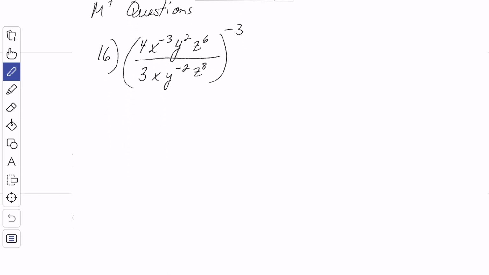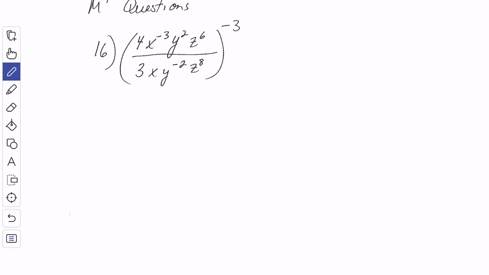All right, now these last 2 questions are the M-plus questions. They're a little bit harder because it adds a little bit more of each law into the one problem. So once again, there's different ways you can do this. I'm going to first just simplify everything that's inside the parentheses before I go ahead and get rid of that negative 3. So I'm going to just rewrite. 4 over 3 cannot simplify at all, so I'm going to have that 4/3. X, this has a power of 1. Well, 1 is greater than negative 3, so I know it's going to end up in my denominator.